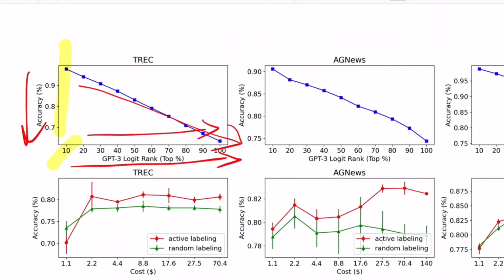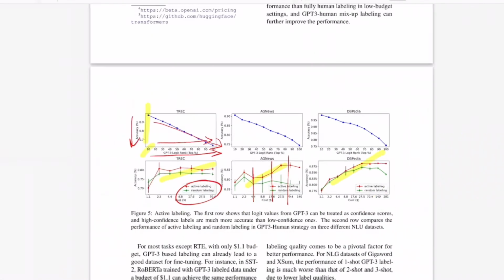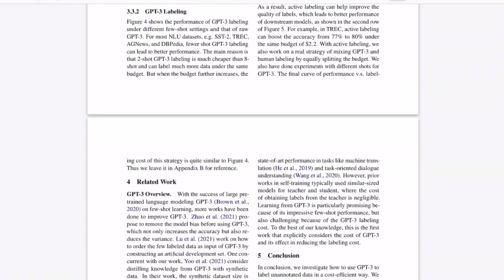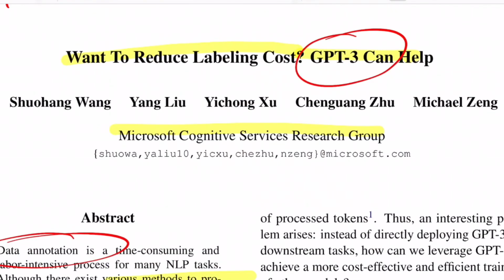Now if we talk about the cost comparison for active and random labeling, we can clearly see that active labeling is surpassing random labeling for all three datasets. So at any cost C, let's say this or this one, the accuracy of the downstream model that you get is higher when you do active labeling rather than random labeling. So yeah, I think now we are done with the paper. As I already said in the starting, it was a quite interesting read, and clearly this is going to benefit and ease out many of the data annotation processes.